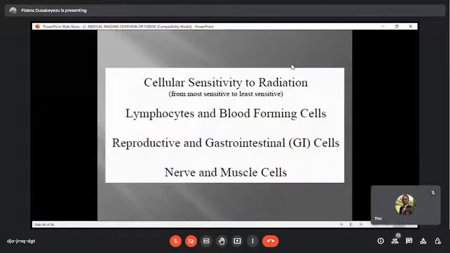So, as I have told you, some organs are more sensitive than others to radiation, like lymphocytes and blood-forming cells, which are more sensitive than other organs. Reproductive and gastrointestinal cells are also sensitive. The nerves and the muscles are less sensitive compared to those others. So when you are exposing a patient to radiation, you have to think about this. Who can tell me the reason why lymphocytes and blood-forming cells are more sensitive than nerves and muscles? Who can tell me?